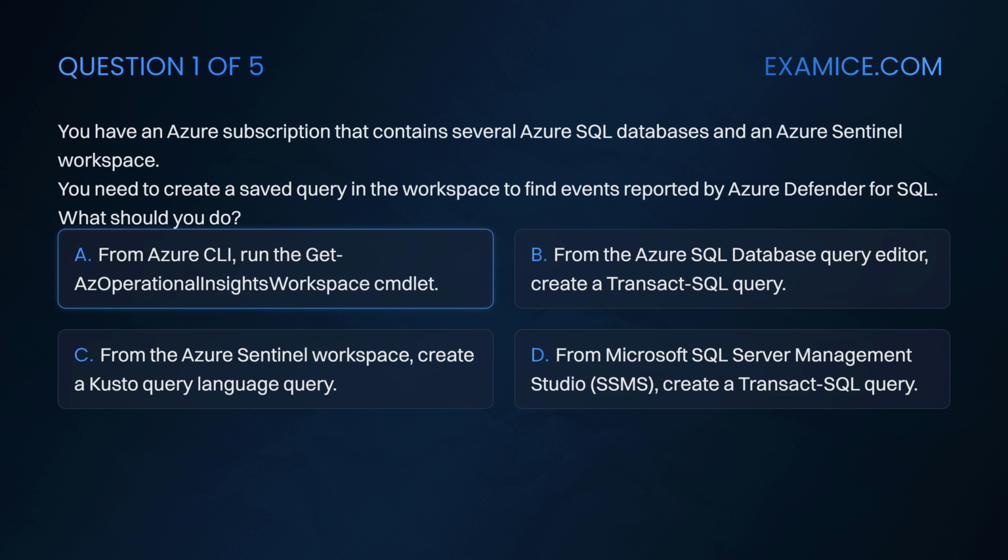From Azure CLI, run the Get-AzOperationalInsightsWorkspace cmdlet. Option B. From the Azure SQL Database Query Editor, create a Transact-SQL query. Option C. From the Azure Sentinel Workspace, create a Kusto Query Language query. Option D. From Microsoft SQL Server Management Studio, create a Transact-SQL query.